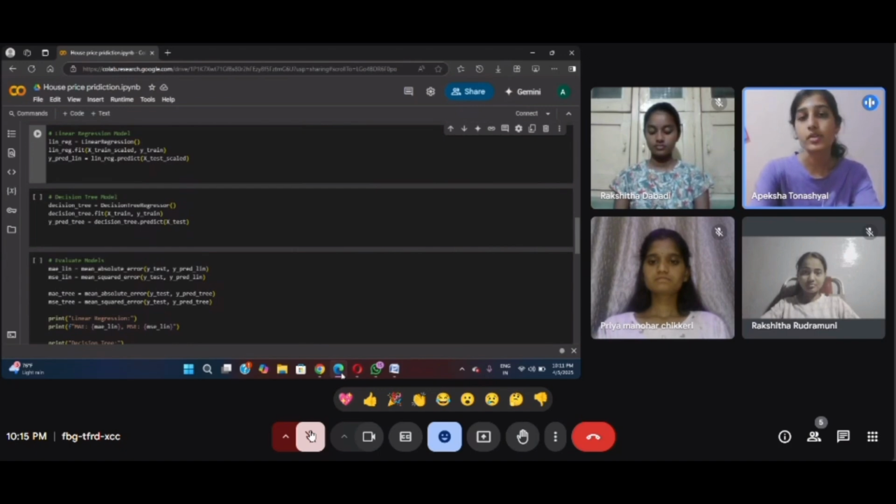Now let's talk about the model training. We have used two different algorithms for our house price prediction project: linear regression and decision tree regressor. First, linear regression. This model tries to draw a straight line that best fits the data. It learns the relationship between the input features like number of rooms or location and the house price by calculating coefficients. These coefficients tell us how much each feature contributes to the final prediction.